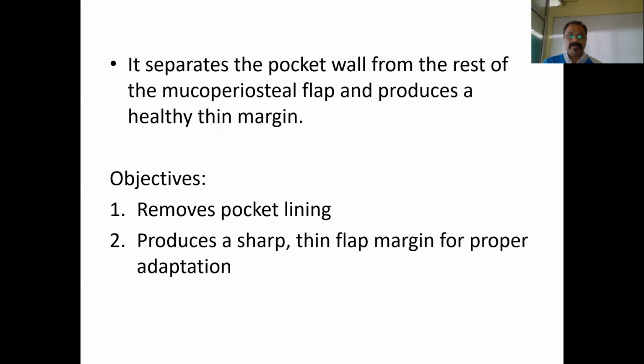Okay. So as I said, the objective of this first incision is that it separates the pocket wall from the rest of your mucoperiosteal flap, and also it produces healthy thin margins. Okay, right? So that is the objective. It removes the pocket lining. It produces a V-shaped, sharp, thin flap margin for proper flap adaptation.